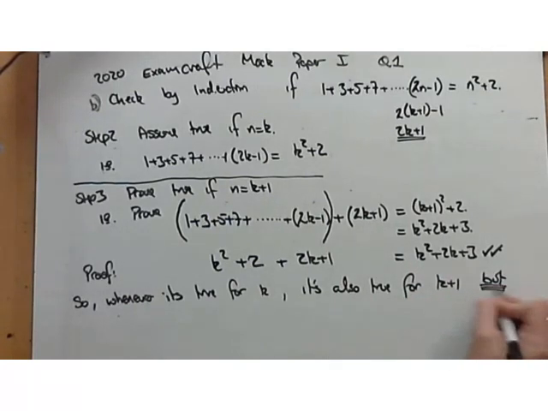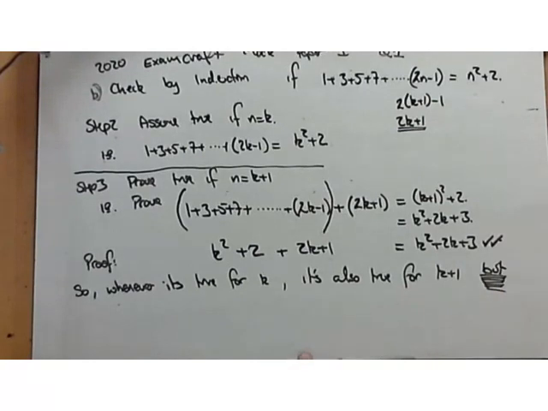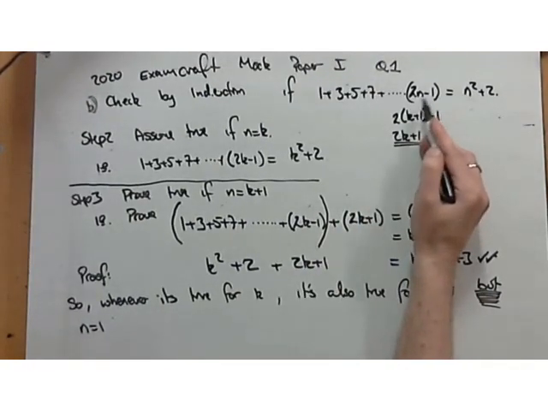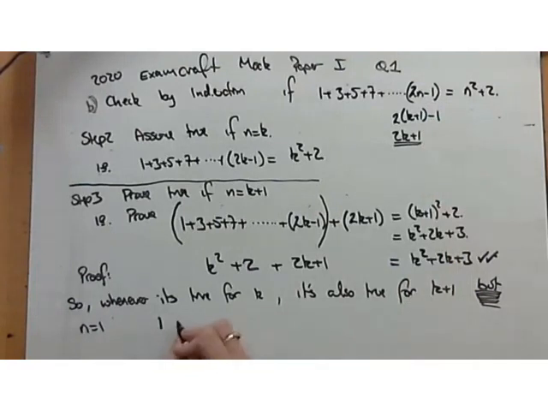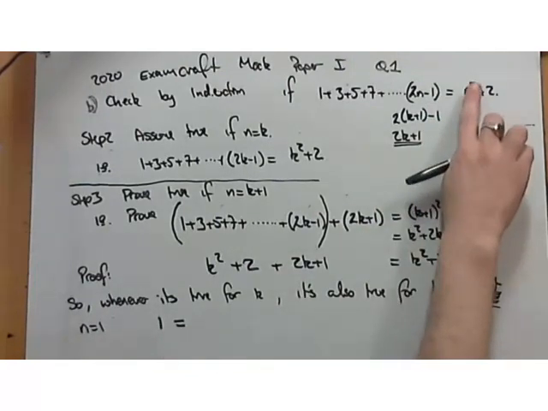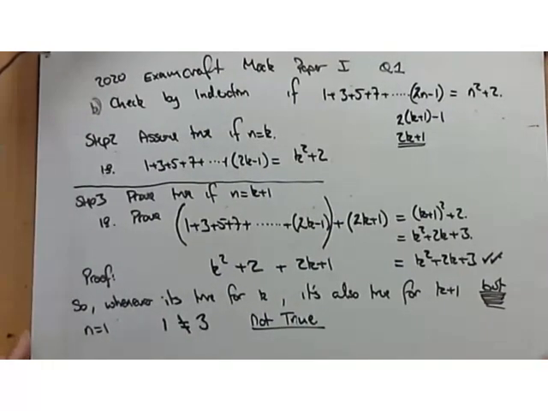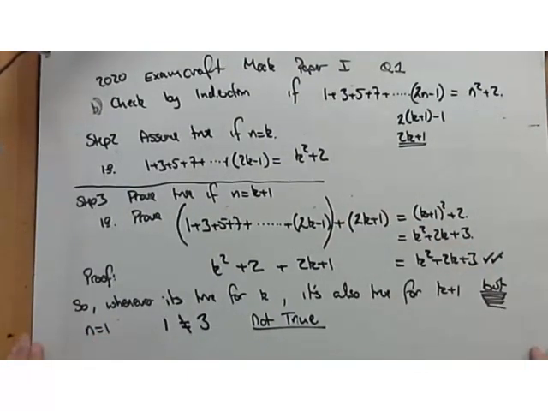But this is actually true for no number. When n is 1, the sum of the first 1 odd numbers, which is 1, this says is equal to 1 squared plus 2, which is 3. So for n equal to 1, it's not true at all. So that means that my whole statement is incorrect, even though my inductive step is correct. Step 1 wasn't correct, so the whole thing falls apart.